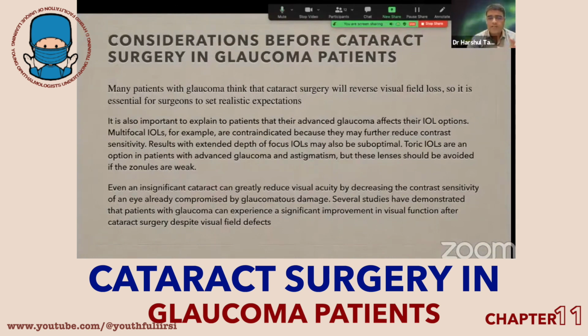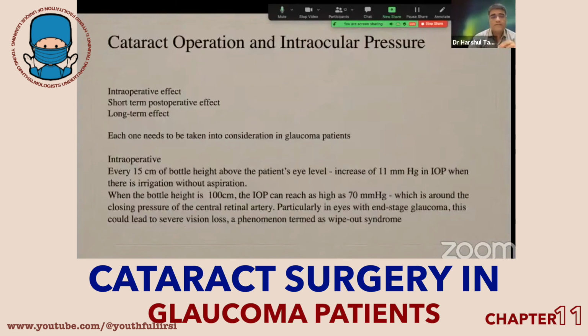It is also important to explain the choices of IOL in advanced glaucoma patients, like multifocal IOLs and EDOF IOLs. They further reduce contrast sensitivity and they may result in suboptimal outcomes. So these should be avoided. But toric IOLs can be used in these patients. And even an insignificant cataract can greatly reduce visual acuity by decreasing contrast sensitivity. Several studies have demonstrated that patients with glaucoma experience a significant improvement in visual function and quality of life after cataract surgery despite visual field defects.